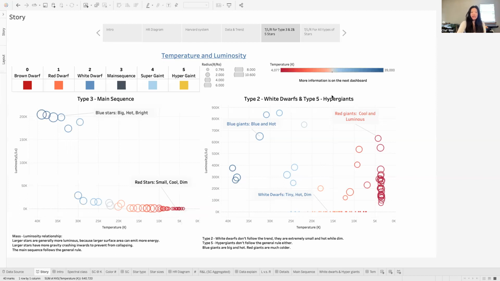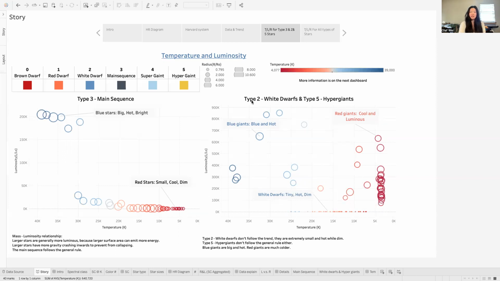And then for this dashboard, you can see they don't really follow. They're all types of sizes and all types of luminosity and all types of radius. So they don't really follow the general trend. They don't follow the mass-luminosity relationship, but there are some trends that we can probably observe.